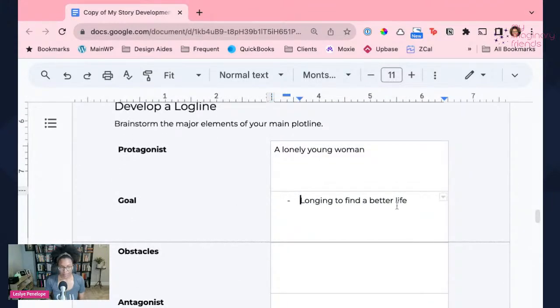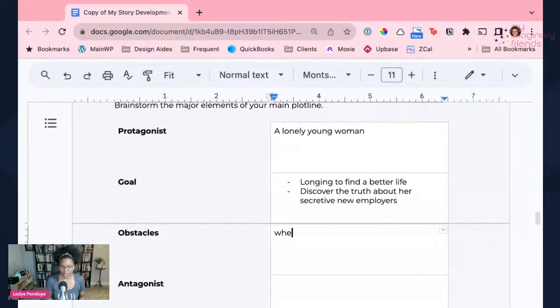So I would put her goal is to discover the truth about her secretive new employers. Keep this as a brainstorming thing. Obstacles to that, when everyone is trying to hide from her, or the mandate.